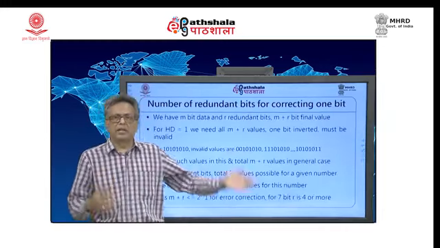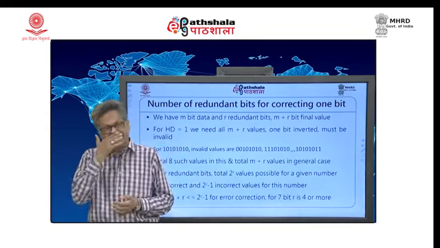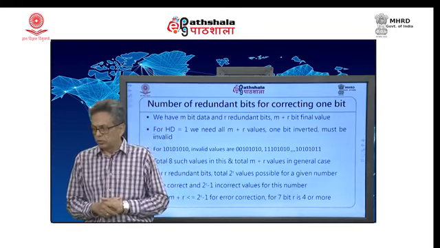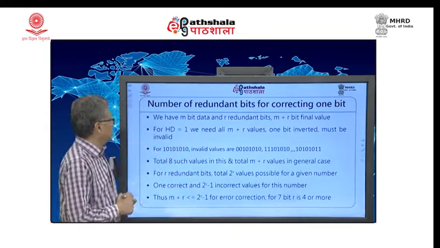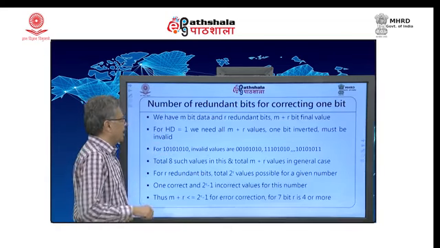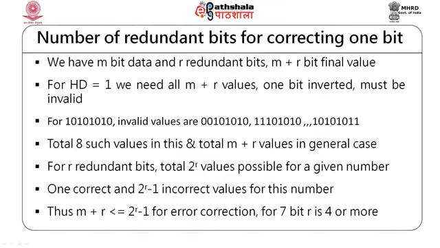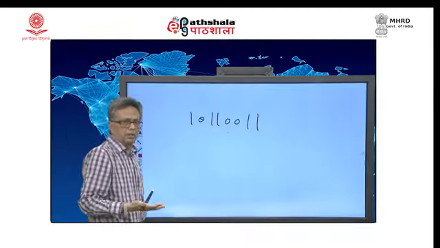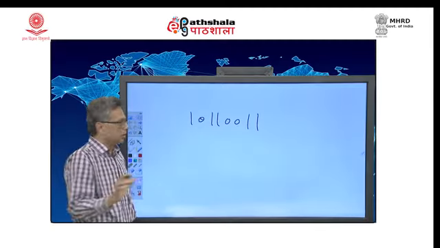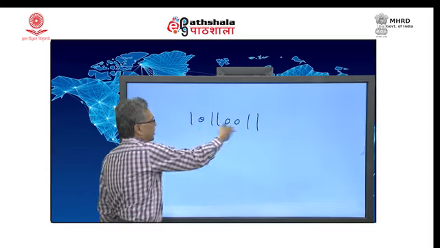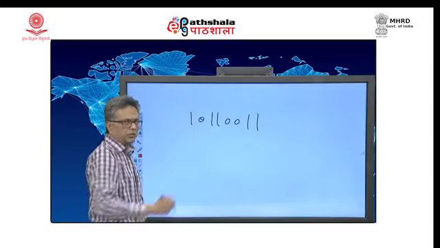Okay. This is again a general case which Hamming code talks about. Now, here we have m bit data and r redundant codes available to us. Let us try to understand what does this mean. Suppose I have this data 1 0 1 1 0 0 1 1. Now, this is my data. Now, data can be anything. Okay. This can be any value, any combination of zeros and ones.